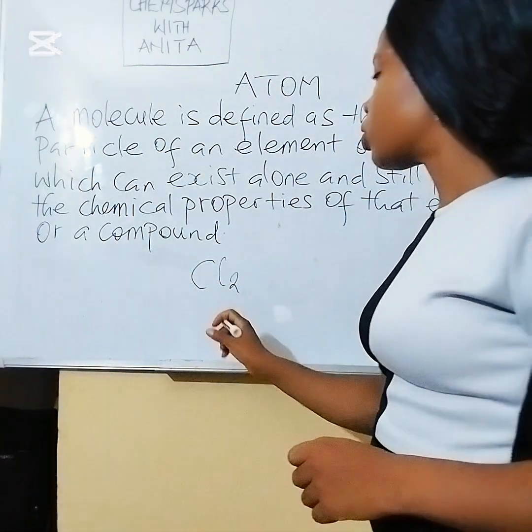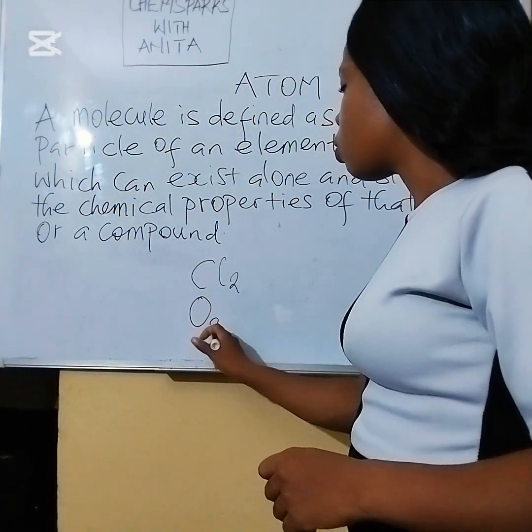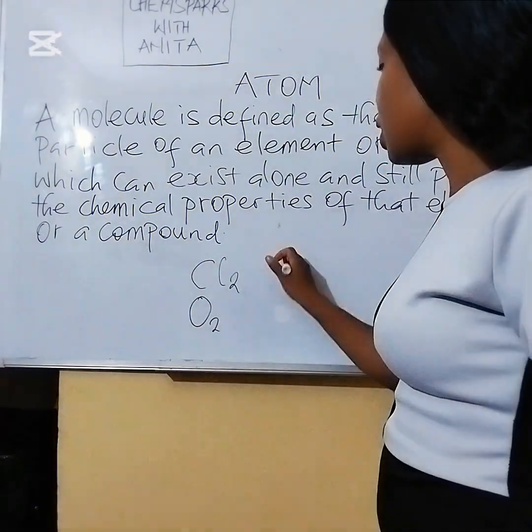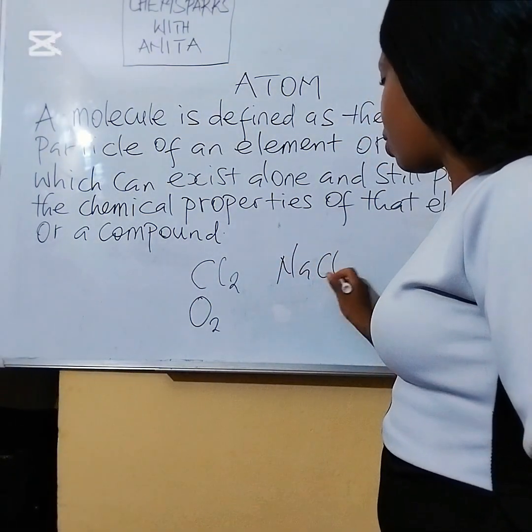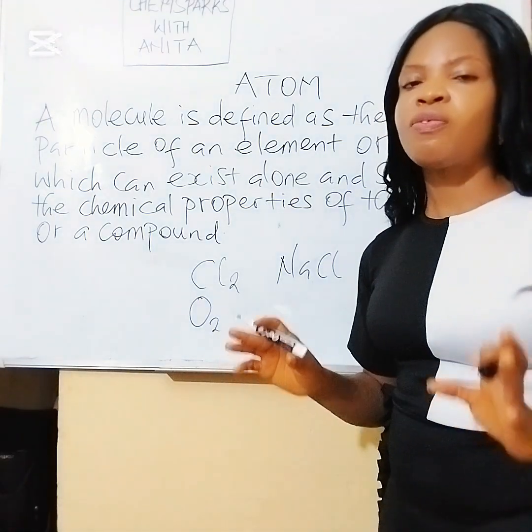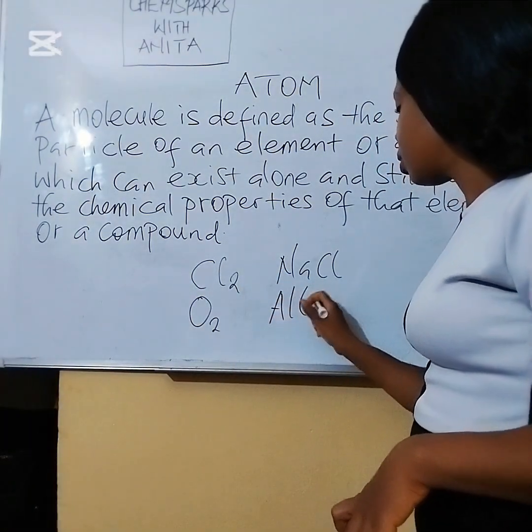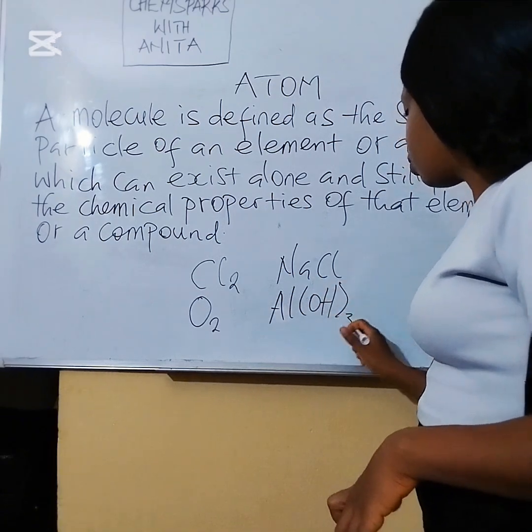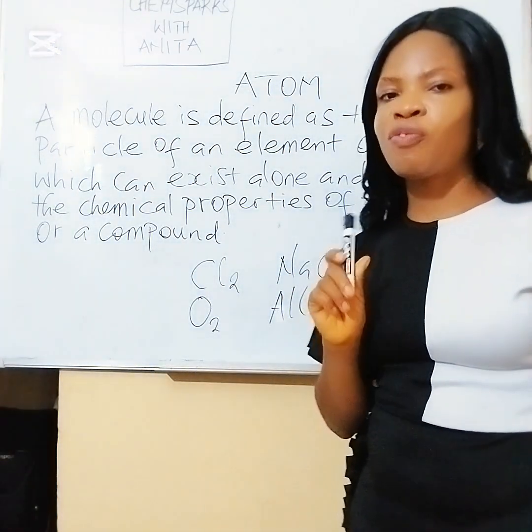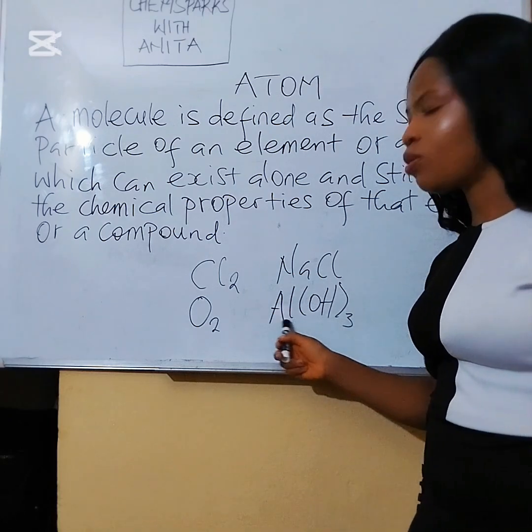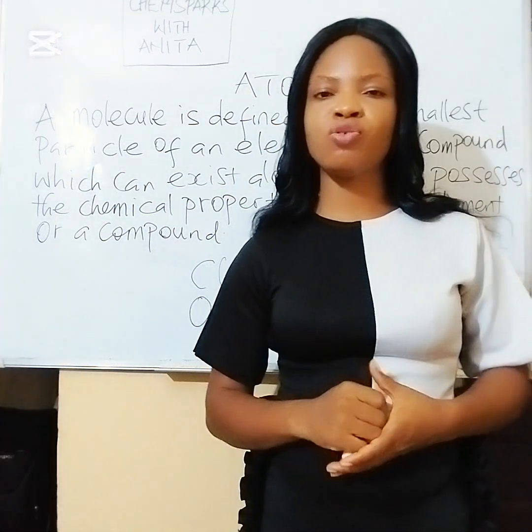A molecule of oxygen gas represented as what? O2. We have a molecule of sodium chloride, which is represented as NaCl. A molecule of aluminium hydroxide, which is represented as this. Remember, I asked you to find the number of atoms present in a molecule of aluminium hydroxide.